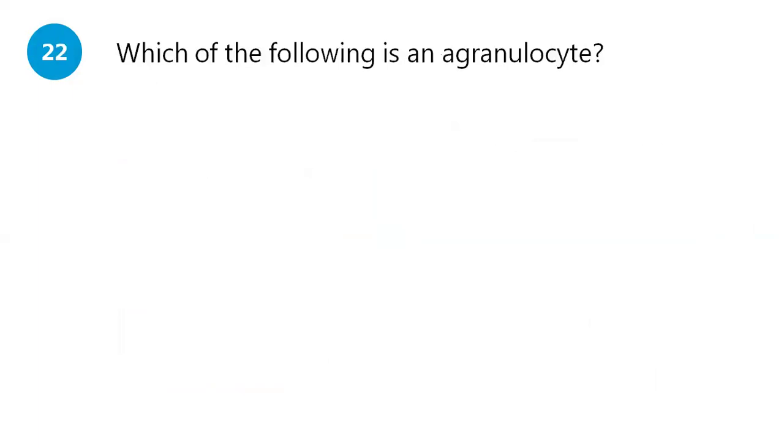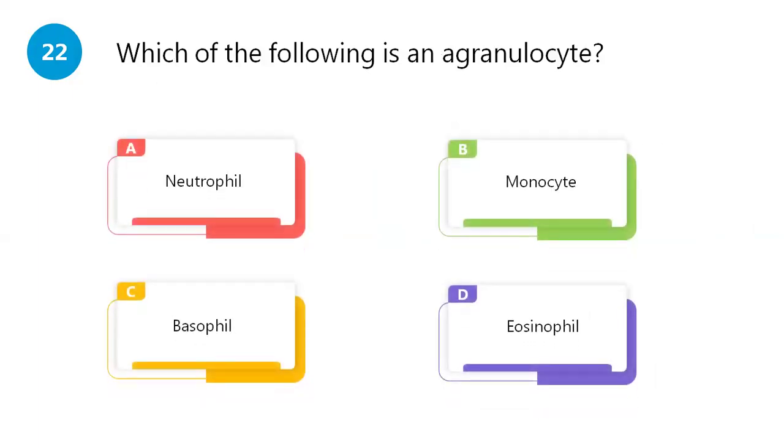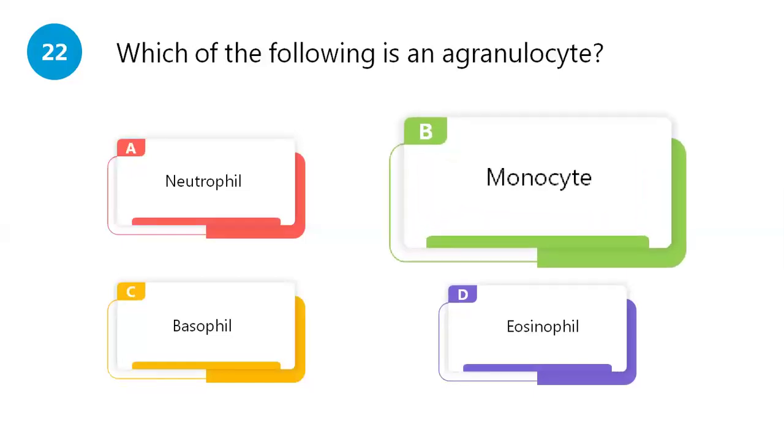Next question, which of the following is an agranulocyte? Option A, neutrophil. Option B, monocyte. Option C, basophil. Option D, eosinophil. The right answer is option B, monocyte. Agranulocytes are a type of WBC with no distinct granules in the cytoplasm. Granulocytes are also a type of WBC, but they have small granules in their cytoplasm. Lymphocytes and monocytes are agranulocytes. Basophils, neutrophils, and eosinophils are granulocytes.